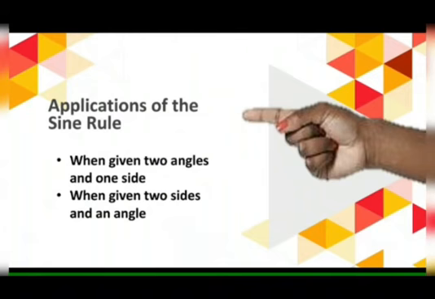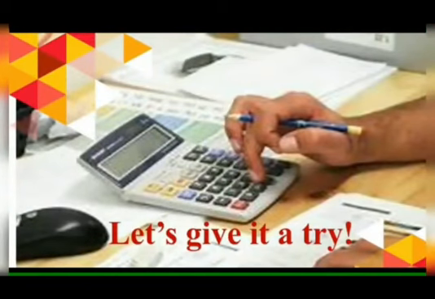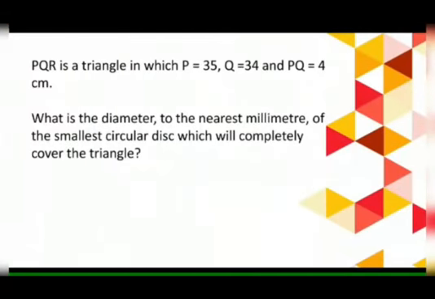The sine rule can be used when we are given two angles and one side, or when we are given two sides and an angle. Once we know that, we can jump straight into our example and work it out. It reads, PQR is a triangle in which angle P is equal to 35, angle Q is equal to 34, and PQ is equal to 4 centimeters. What is the diameter to the nearest millimeter of the smallest circular disc which will completely cover the triangle?